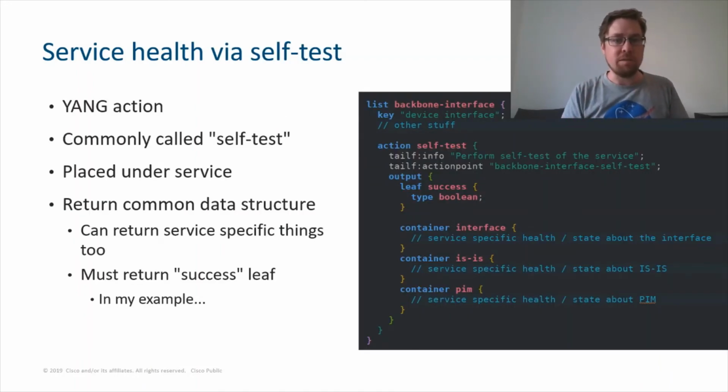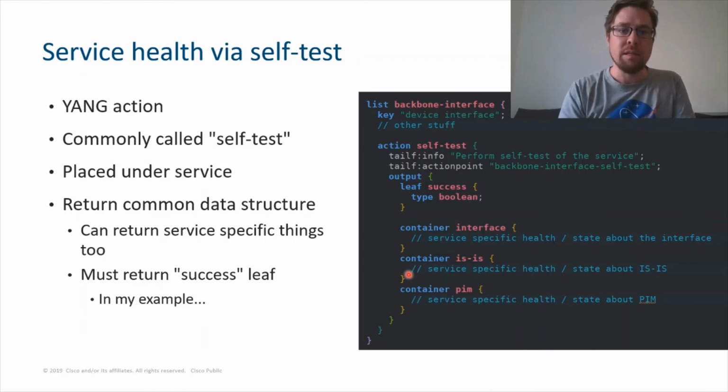So how do we actually do this in reality, right? I think the easiest way is to implement this through a Yang action. So what you do is implement the self-test action. We can see here we have our list of backbone interfaces. Now I've removed the feature flag and all the other stuff, and we're just going to focus on the action. So action is a keyword in Yang, right? And we're going to call our action self-test. You could call it whatever you want, but self-test is a good name. And we see how we tie it in here with an action point. We're going to look in a second how the code behind this looks.